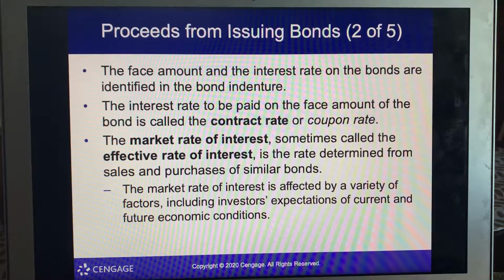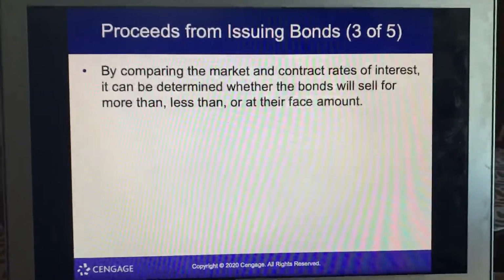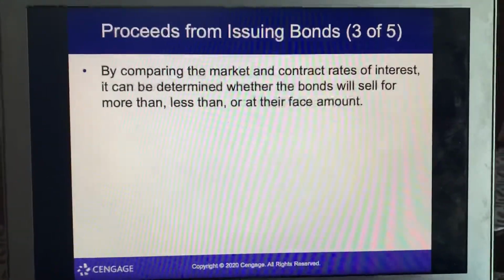The interest rate to be paid on the face amount of the bond is called the contract rate or coupon rate. The market rate of interest, sometimes called the effective rate of interest, is the rate determined from sales and purchases of similar bonds. The market rate of interest is affected by a variety of factors, including investors' expectations of current and future economic conditions. By comparing the market and contract rate of interest, it can be determined whether the bonds will sell for more than, less than, or at their face amount.